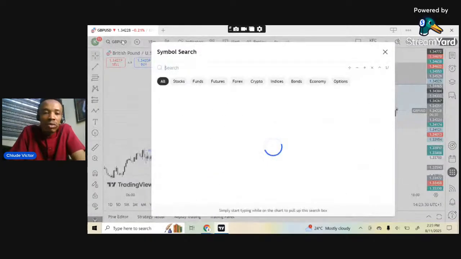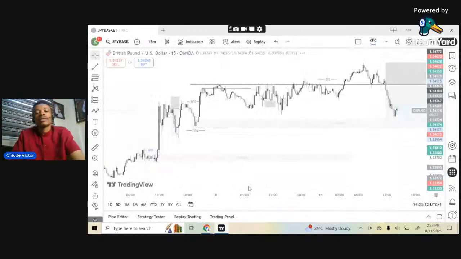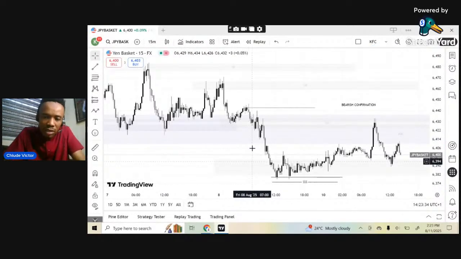And finally, on the yen basket, look at the yen basket.